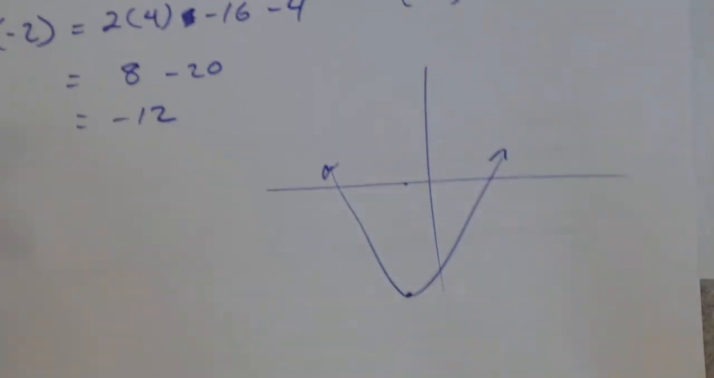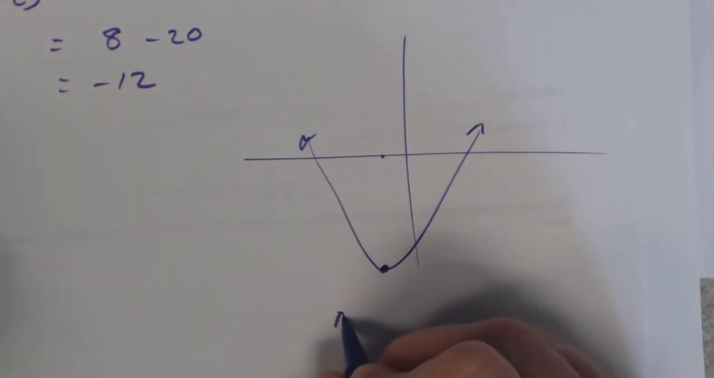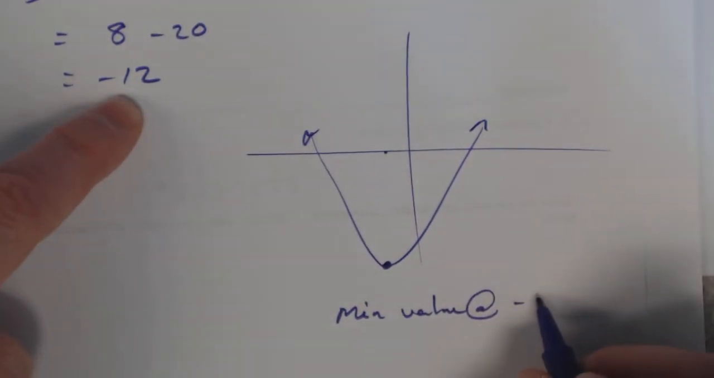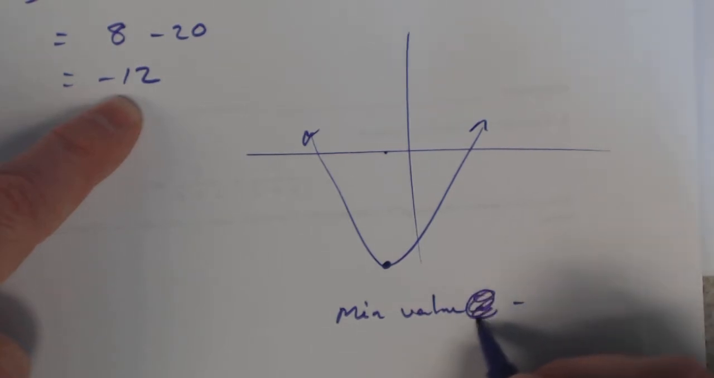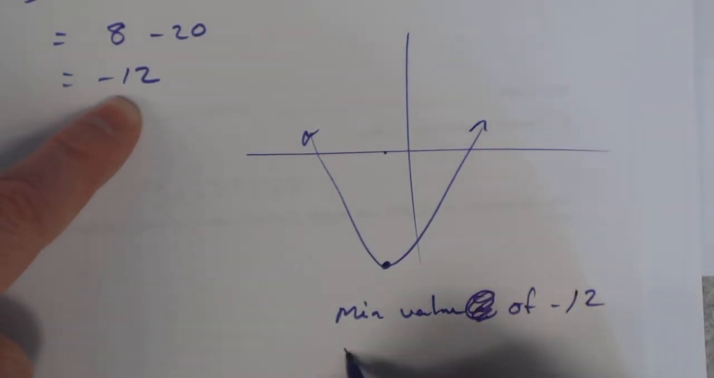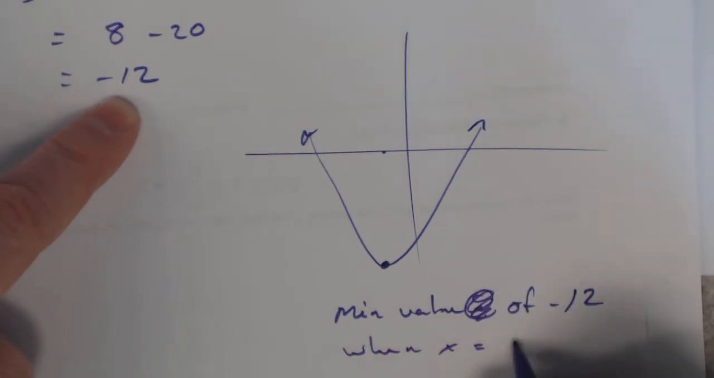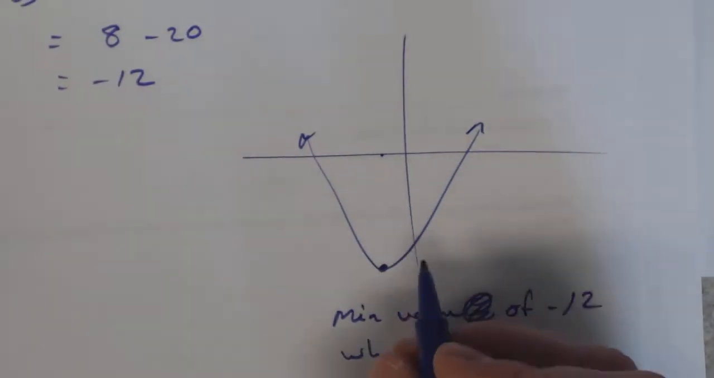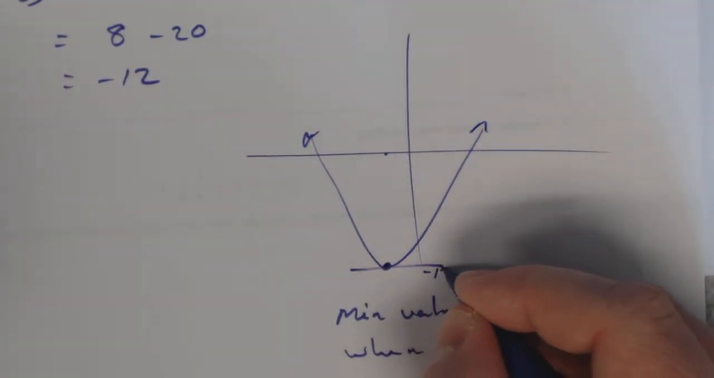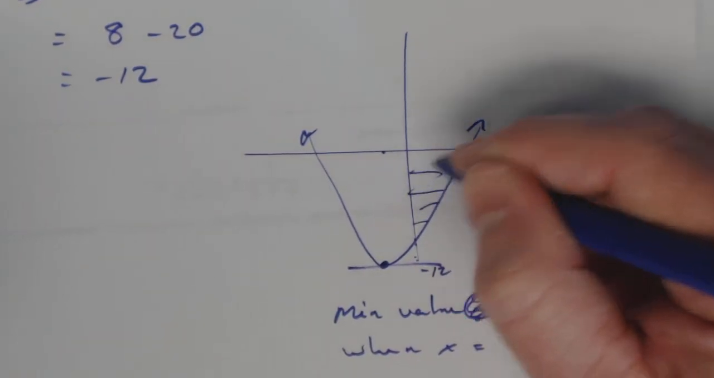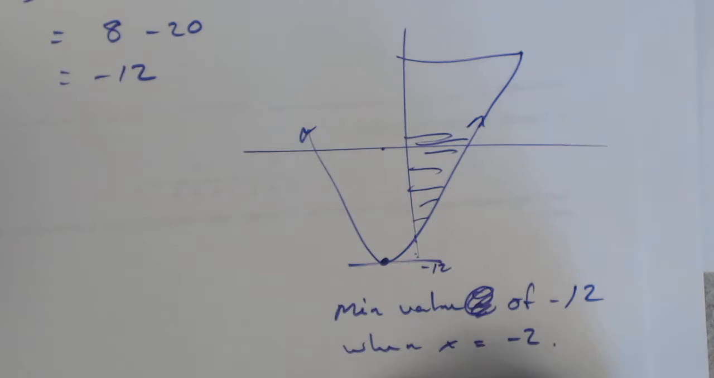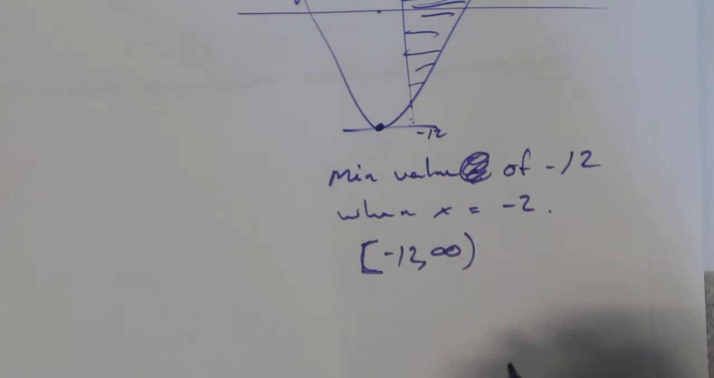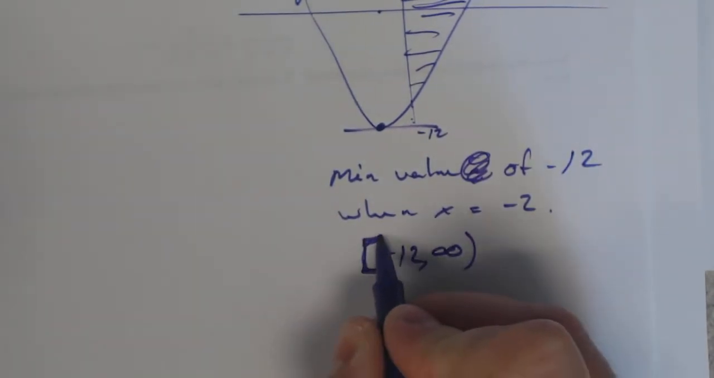All right, part b. Does it have a maximum or minimum? It has a minimum. It has a minimum value of negative 12 when x equals negative 2. What's your range? That's part c, the range. Well, the y values start at negative 12 and go on up to positive infinity. They go forever, the y values do. So we're going to include negative 12 to infinity. We'll include negative 12, so we'll use a square bracket.